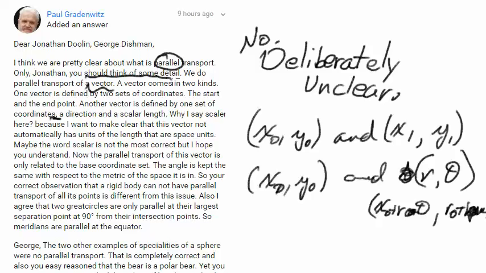I don't think you guys have thought sufficiently about vectors. So when you say that I have not, it's ridiculous. Why I say scalar here is because I want to make clear that this vector does not automatically have units of length that are space units. Because they could be velocities, or electric fields, or magnetic fields, or gravitational fields.